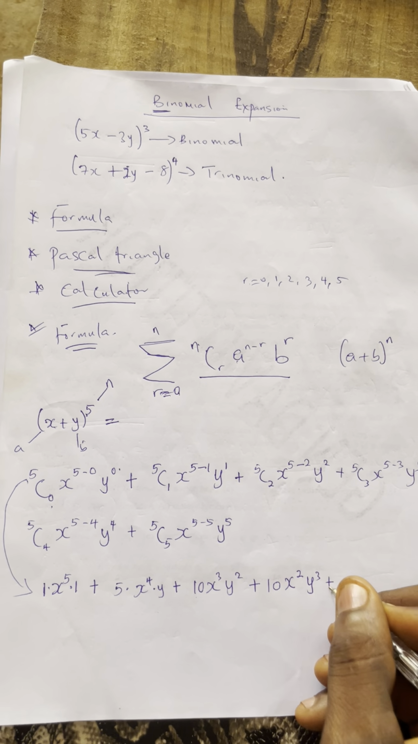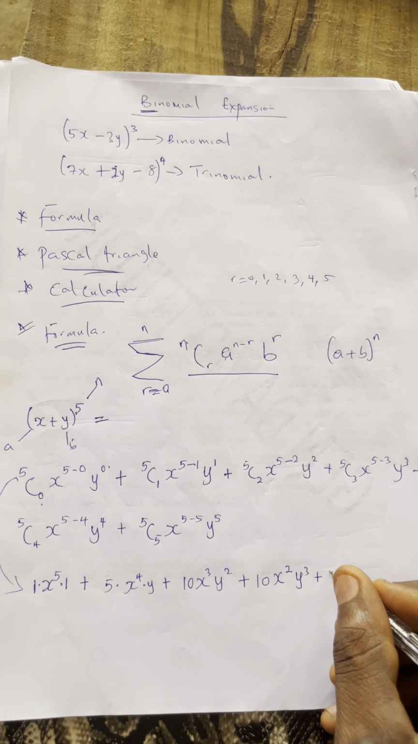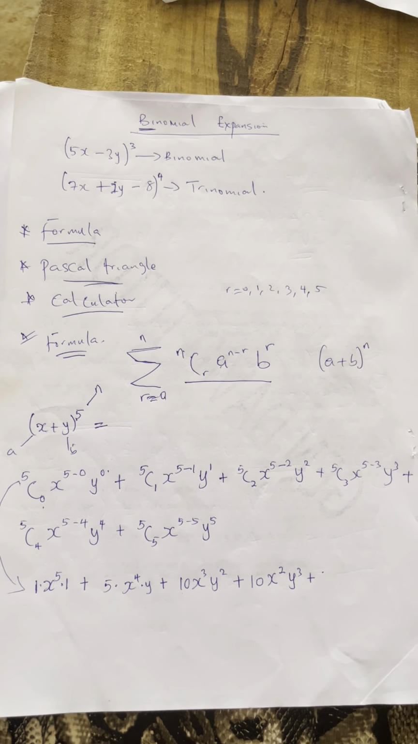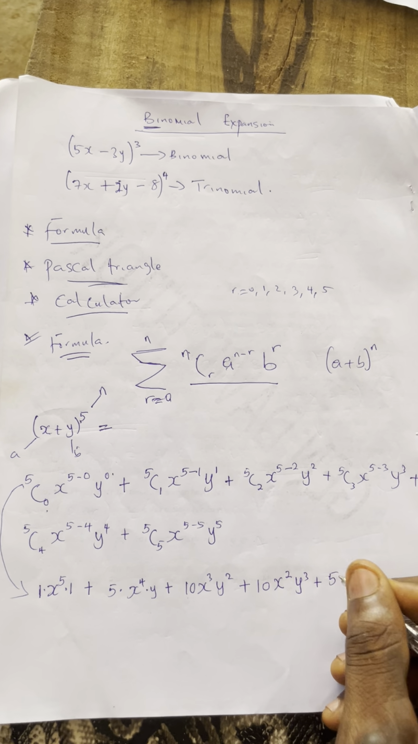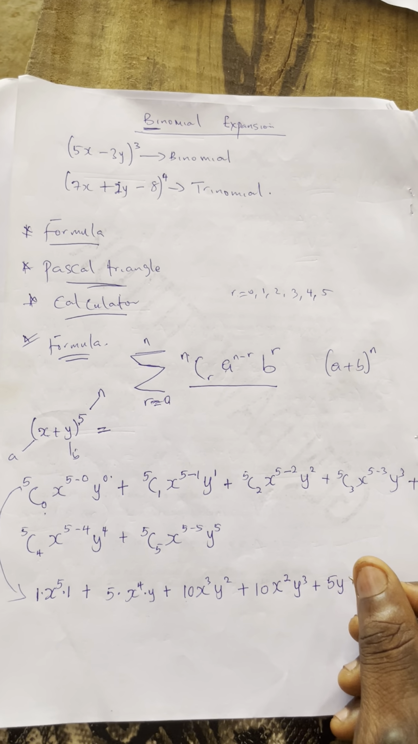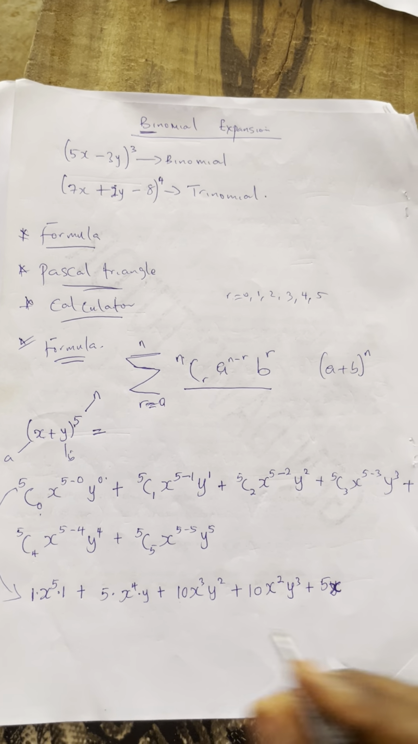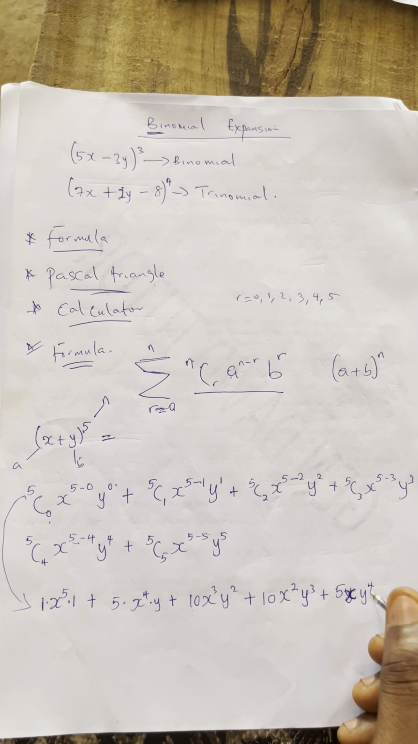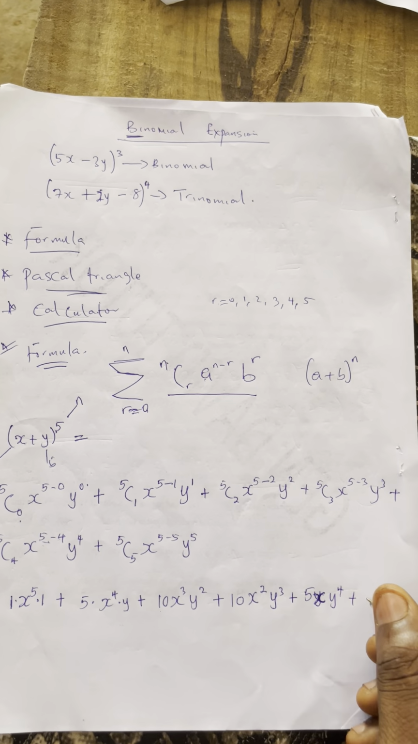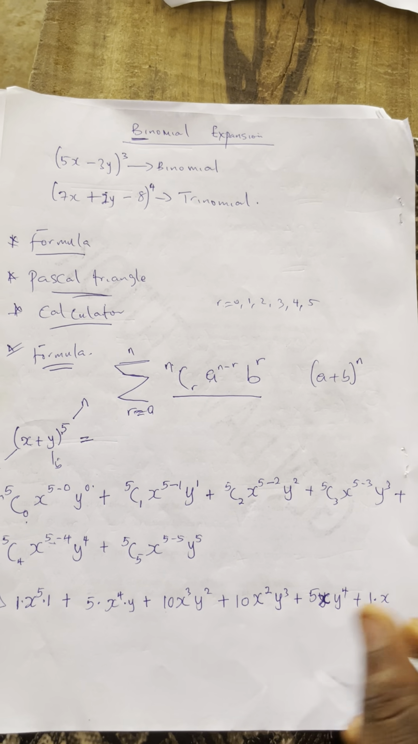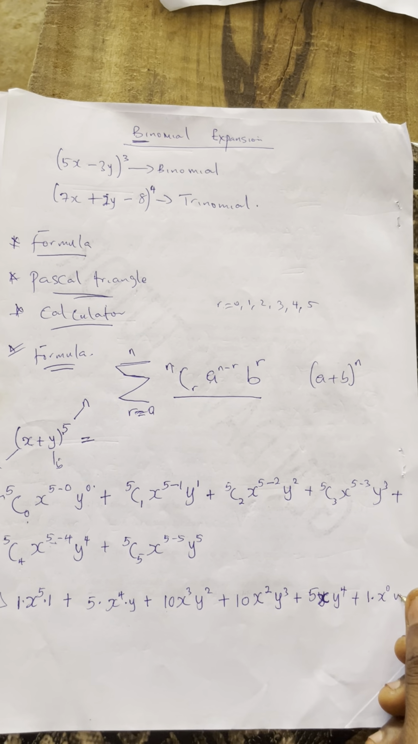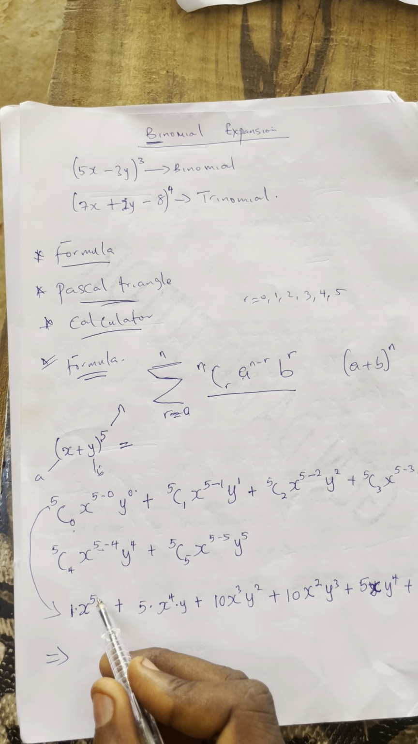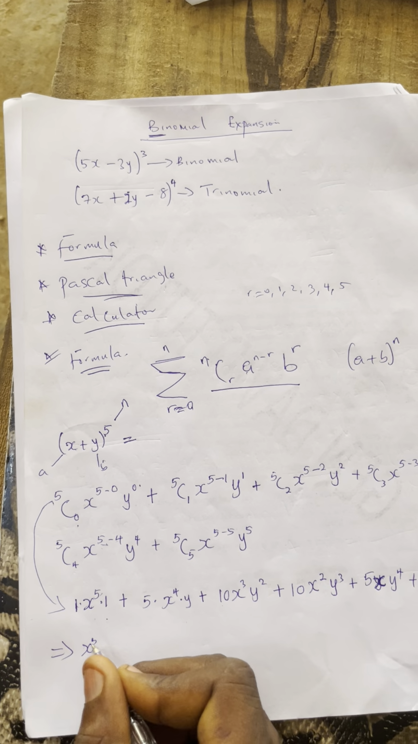Then y raised to power 3 plus 5 combination 4, that's 5. So since you have this to be 5, then y raised to power 3, times x raised to power 5 minus 4, that's 1. Then y raised to power 4 plus 5 combination 5 will also be 1, and multiply by x raised to power 5 minus 5, that's 0. Then y raised to power 5. If you press the remaining values here, this will be 1 times x raised to power 5 times 1. The answer will be x raised to power 5.